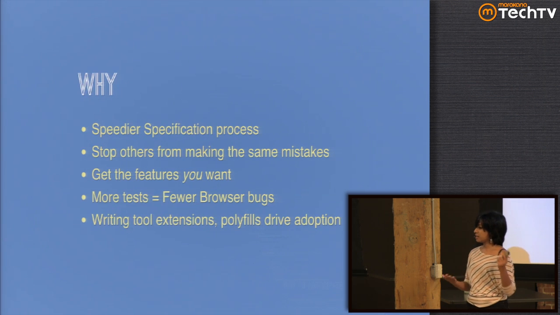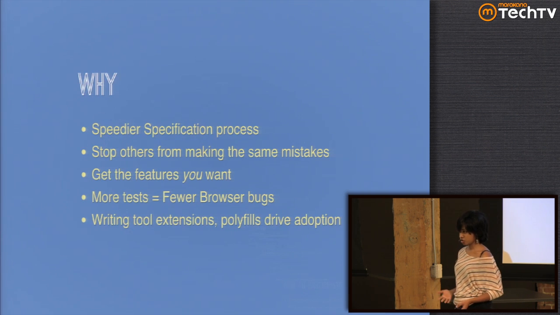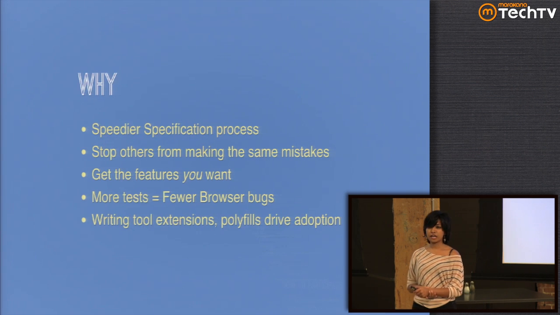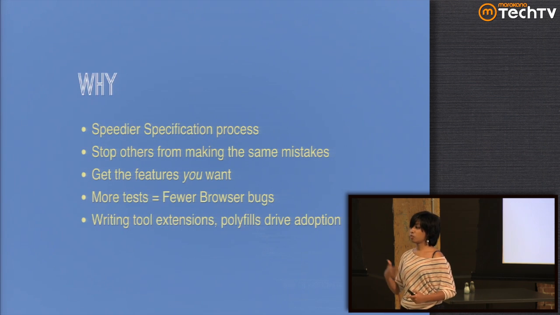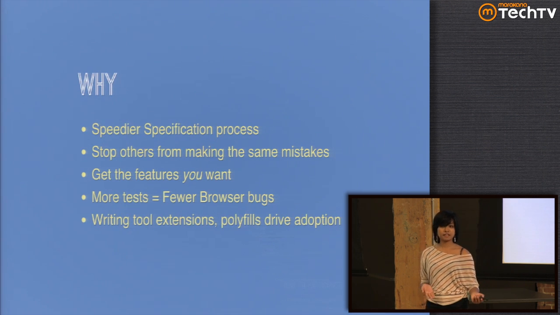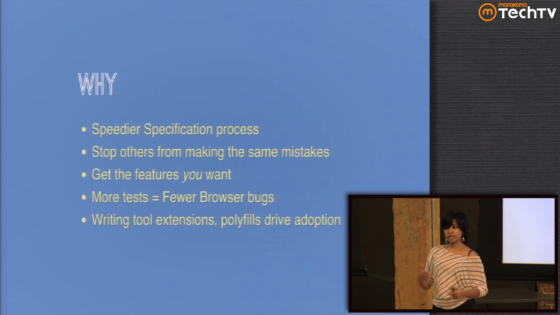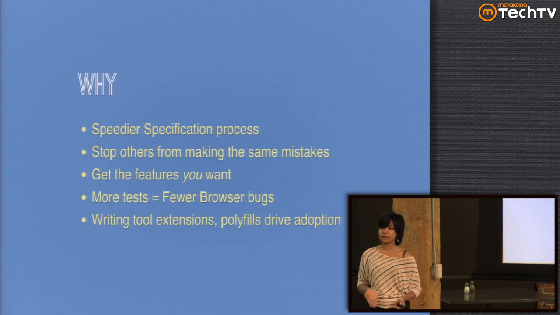So the first thing is, the more vocal you are about the feedback that you have to give, the faster the specifications will move. So if you have feedback about border radius or flexbox or whatever, start giving it so the spec editors can know what they need to fix. And you can also stop others from making the same mistakes. If you step into a problem and document what the problem was, then others can make sure that they don't fall into that same pitfall.